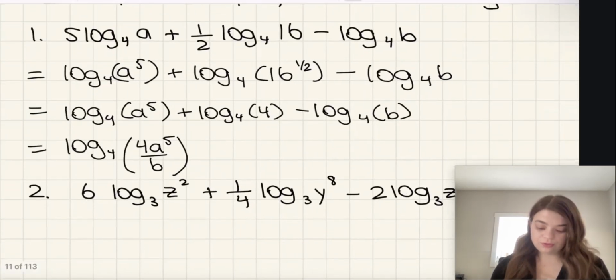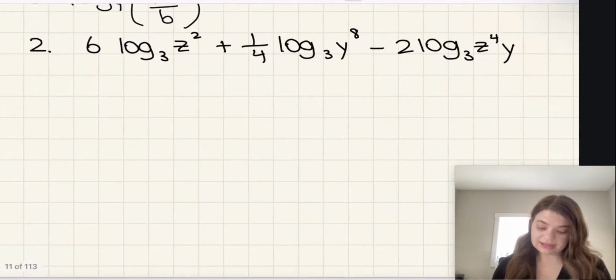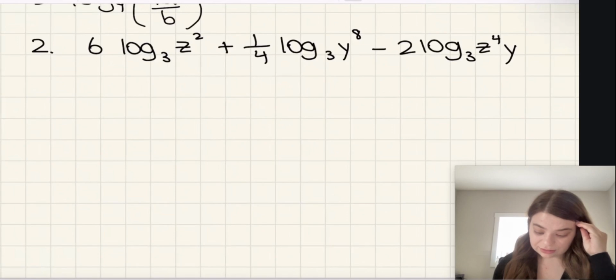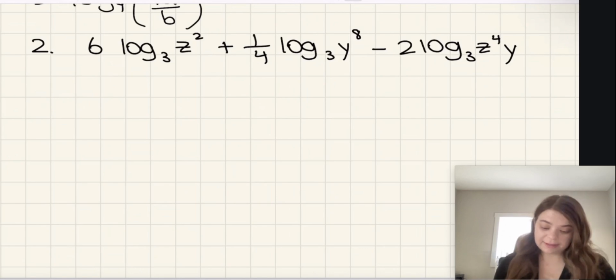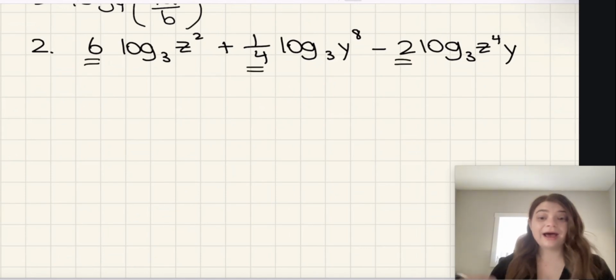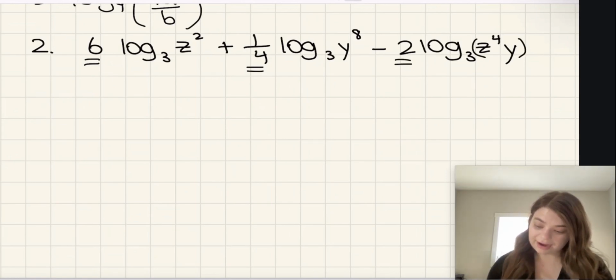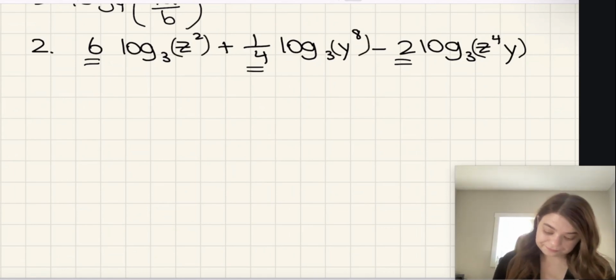Okay, let's move on to number 2. Number 2 says 6 log with a base 3 of z squared plus 1/4 log with a base 3 of y to the power 8 minus 2 log with a base 3 of z to the power 4 times y. So what we're going to do here is start by taking all of our coefficients and applying them as powers of what our logarithm is of. Oh, and my apologies, this should have brackets here since the logarithm is supposed to be of all of this, not just of any one part of it. So we can do that.